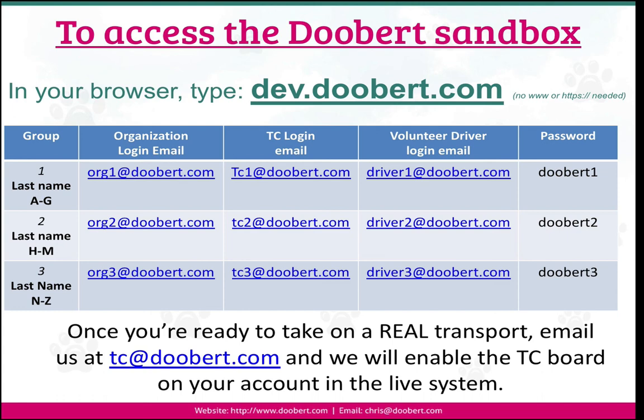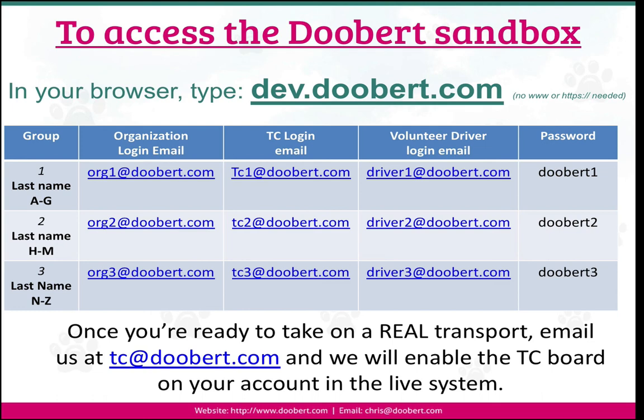And what you'll get is the normal login. It'll say Doobert Sandbox. And what we've done is we've tried to segregate you by group. So the first letter of your last name will designate which group you're in, either group 1, 2, or 3. And you can see the logins are pretty easy. The passwords are over here on the right-hand side, just Doobert 1, 2, and 3.